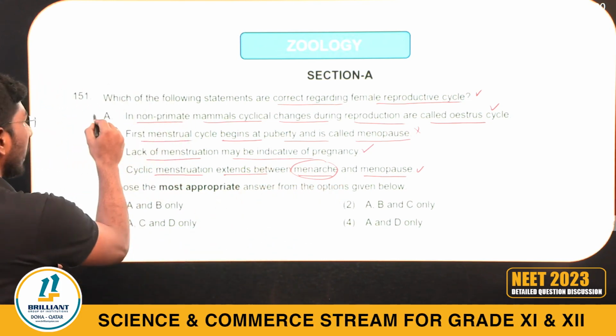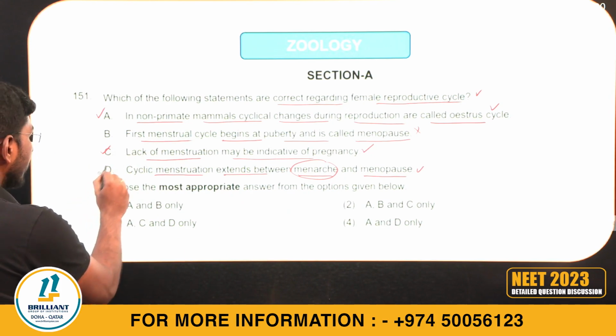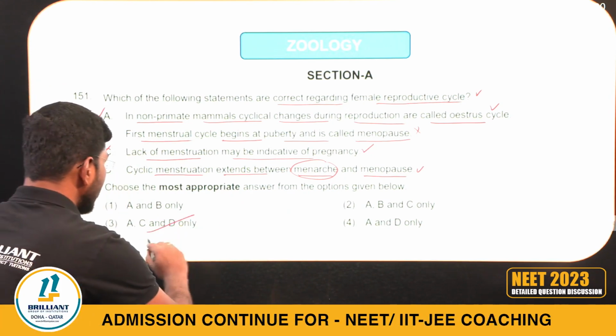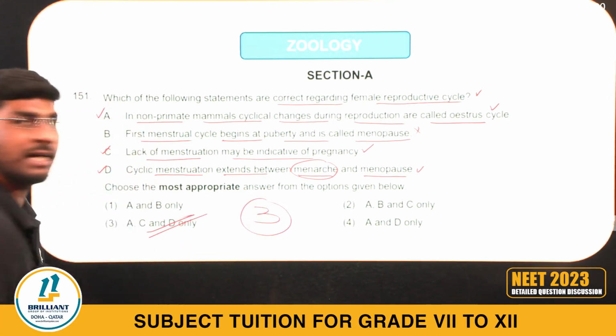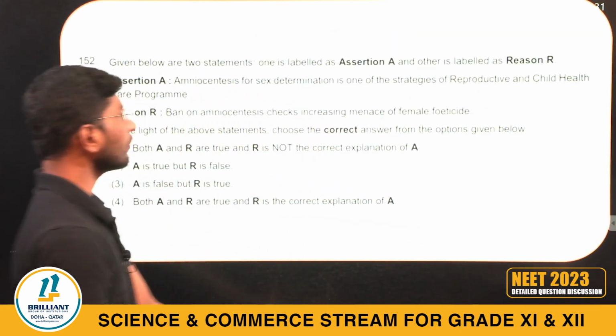Now choose the most appropriate answer from the options given. Option A correct, option C correct, option D correct. What is the right answer? Options A, C, D are correct. Option 3 is the right answer. Look at the next question, 152.